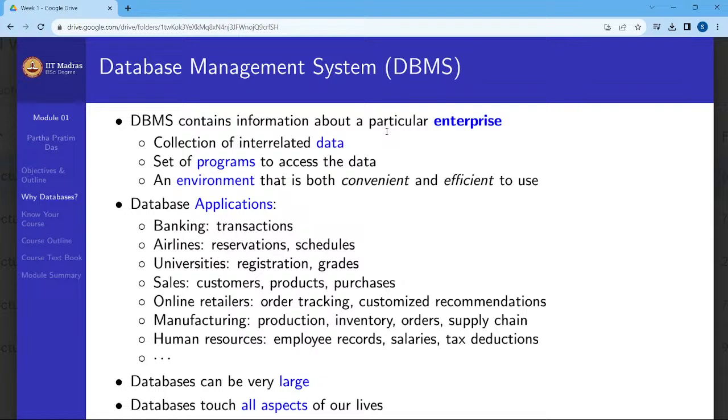Now DBMS is a collection of interrelated data. DBMS has specific programs to access a given data. The data given in DBMS is basically tables. Okay, you have tables. That's it. Tables and DBMS go side by side. An environment that is both convenient and efficient to use.